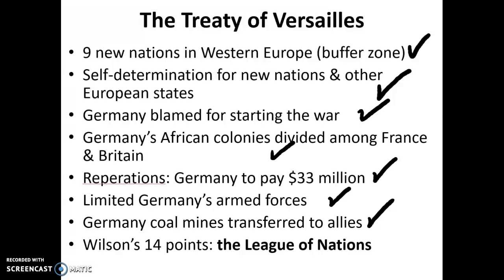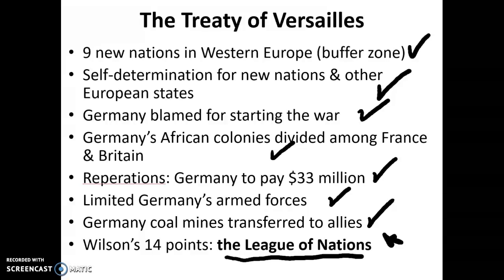And then the main thing that Wilson wanted was what becomes known as the League of Nations. The League of Nations is an international peace organization that was supposed to settle differences between two countries and prevent war. And the League of Nations was going to have a lot of powers. Now, that was Wilson's idea.